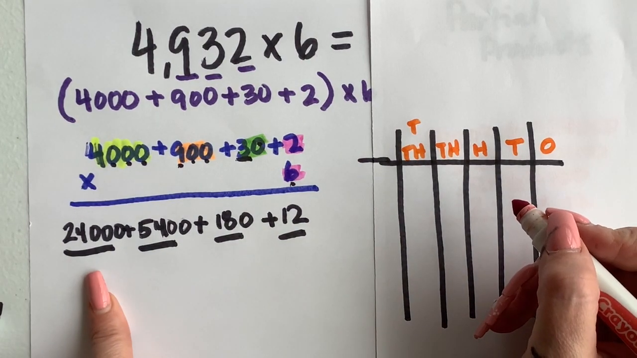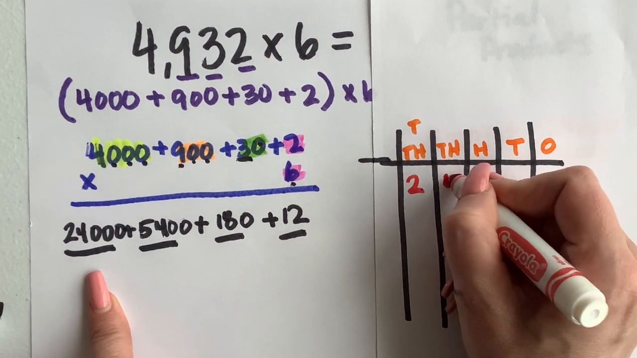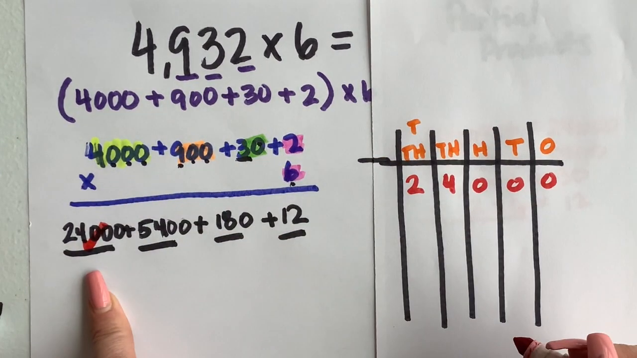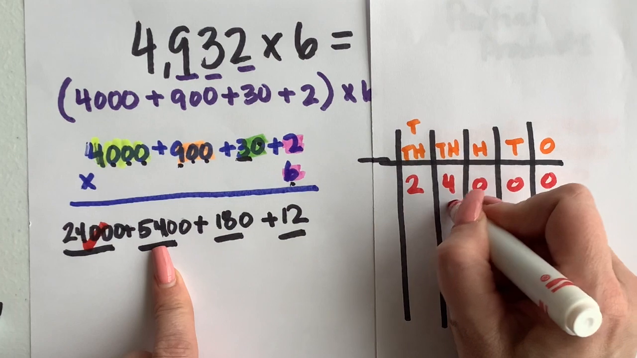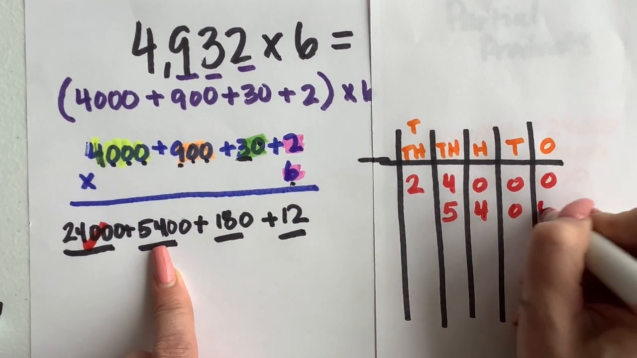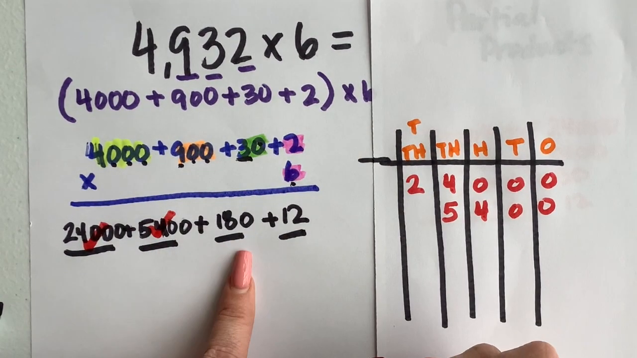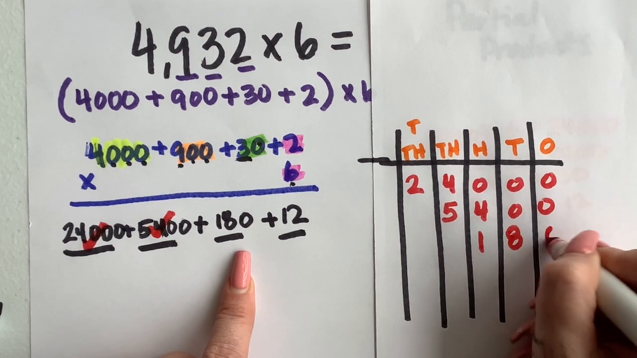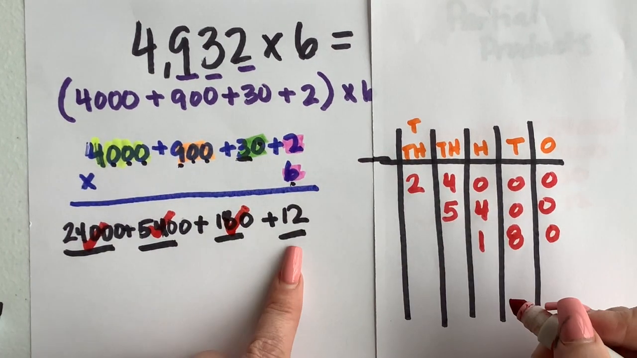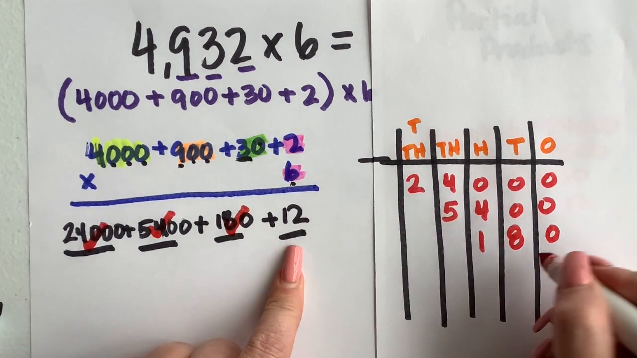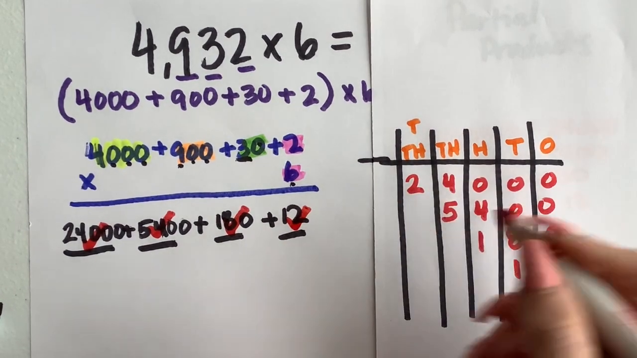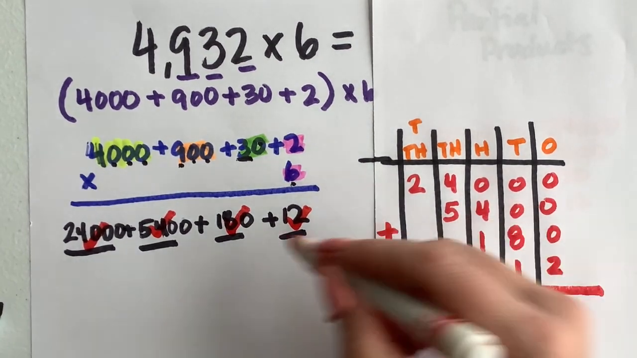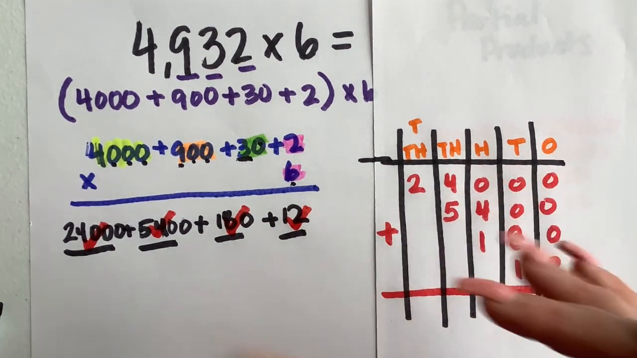So I had 24,000. I'm going to mark it off so I know I've used it. I have 5,400. Mark it off so I know that I have included it. I have 180. Mark it off so I know I have that part included. And then 12. I'm going to add all these up, because I want each part to get my total product.